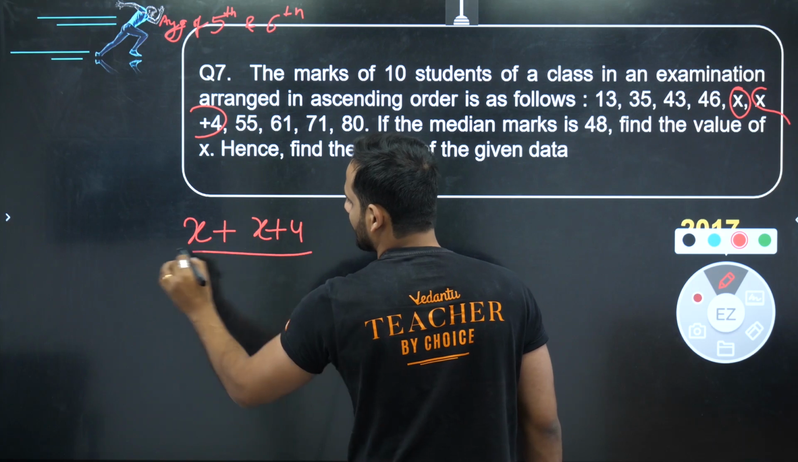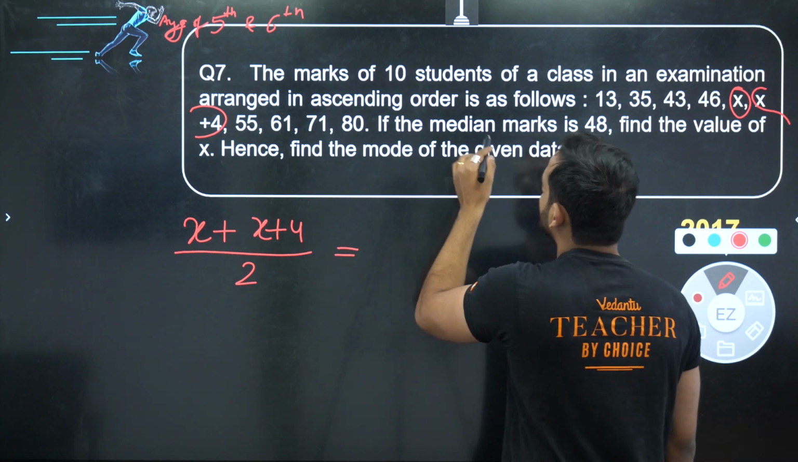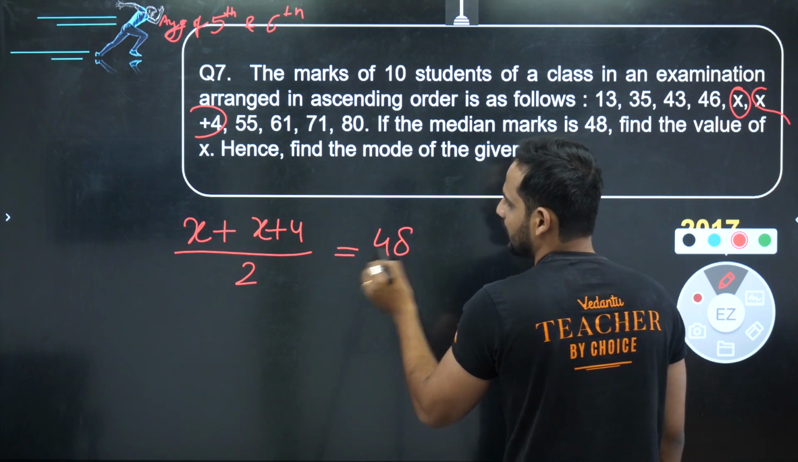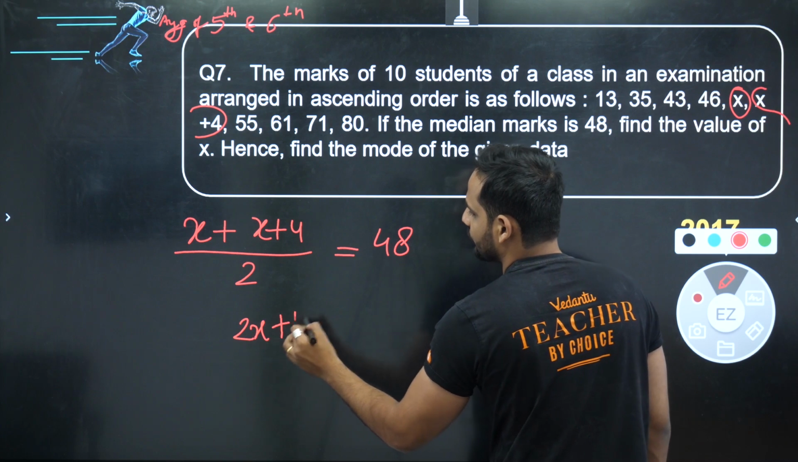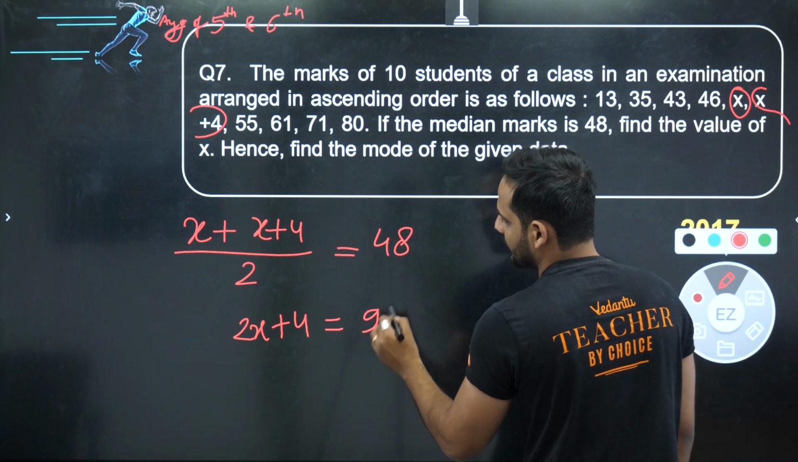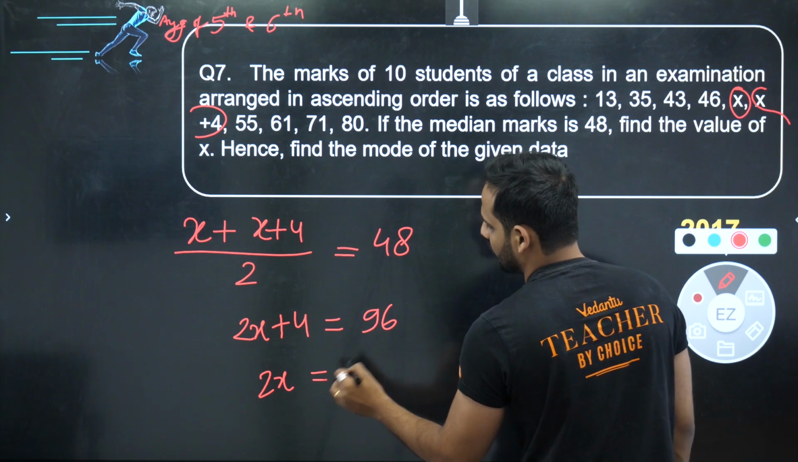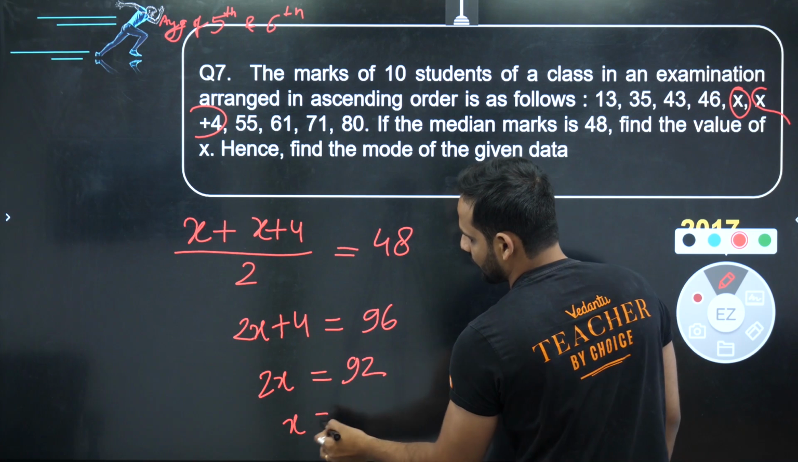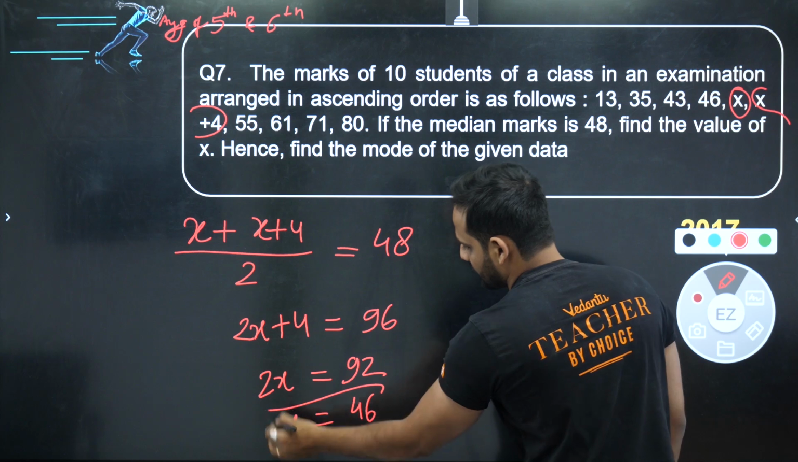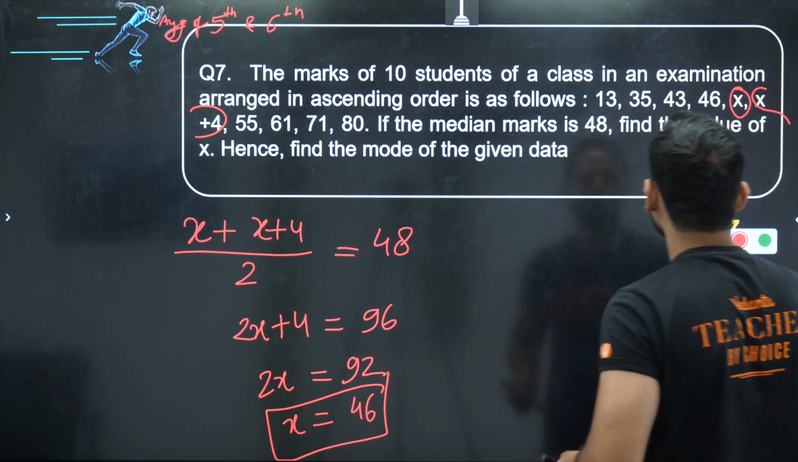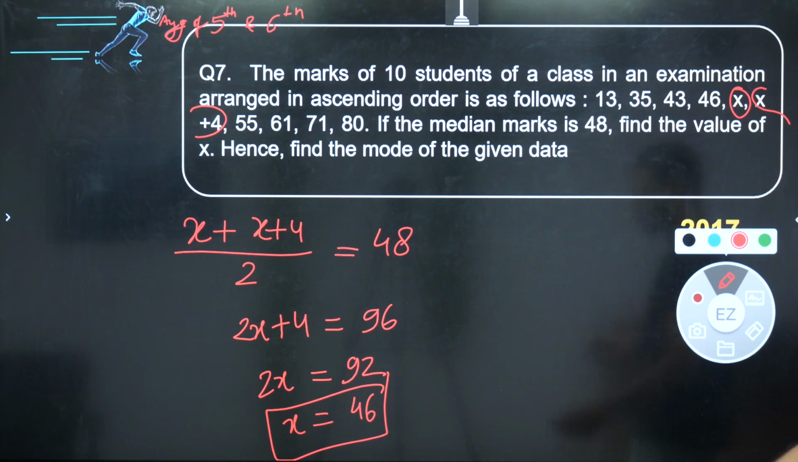These two observations, their average, so divided by 2, is equal to the median, which is 48. It's very easy. 2x plus 4 is equal to, shift it there, 96. So you'll get 2x is equal to 92. So x is equal to what? 46. Simple. So x is 46 and the other part is going to be 50.